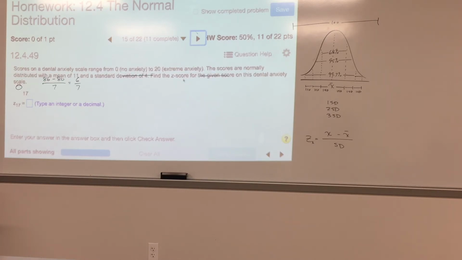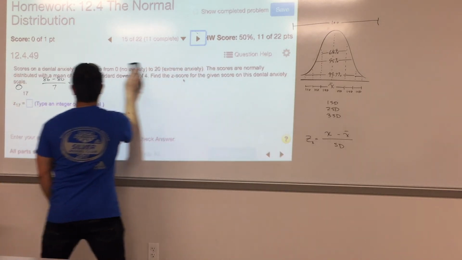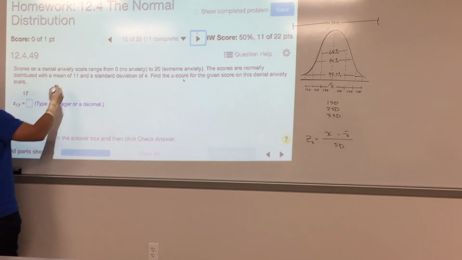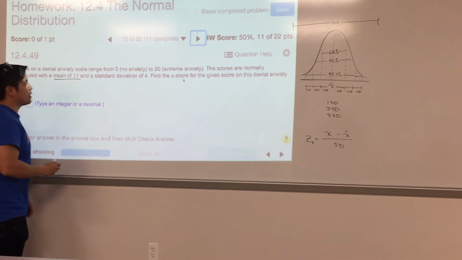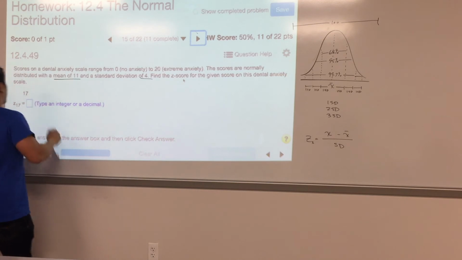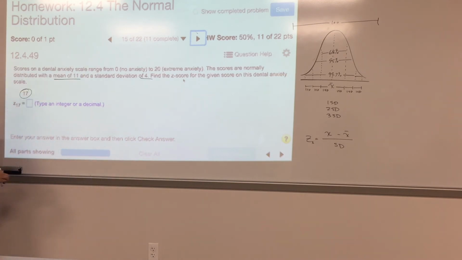This is the same stuff, just in context, so we might as well do it. Let's just go knock this one out. We're pretty much almost done here. Scores on a dental anxiety scale range from 0 to 20, 0 being no anxiety and 20 being extreme. The scores are normally distributed with a mean of 11. Okay, that's important. SD 4. Find the z-score for an anxiety of 17.